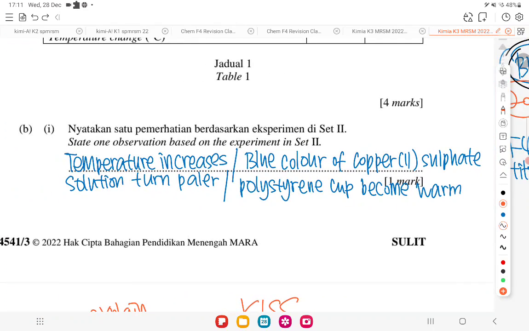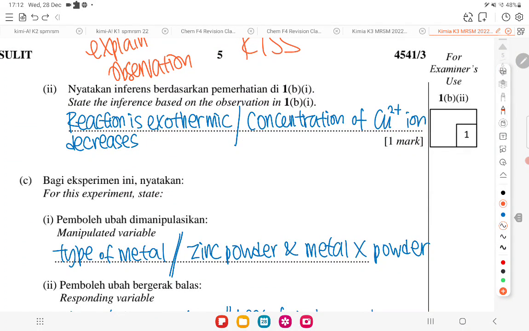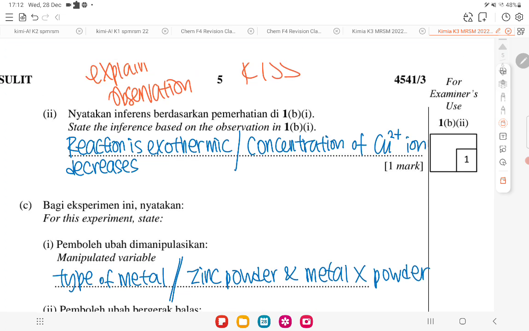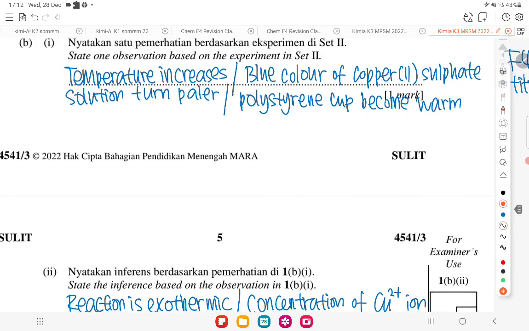When you have a solution, we always use the word concentration. So we have: concentration of Cu2+ ion decreases, which means what? In the cup, the Cu2+ becomes lesser and lesser. To tell people how much Cu2+ is inside the cup, we use the word concentration. Concentration of Cu2+ ion decreases. So there is lesser and lesser Cu2+ in the cup. That's why you can see the blue color turn paler.